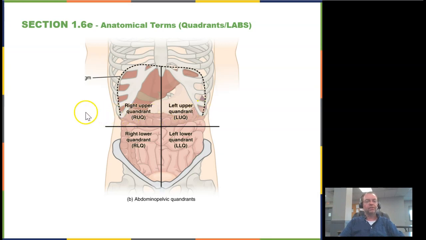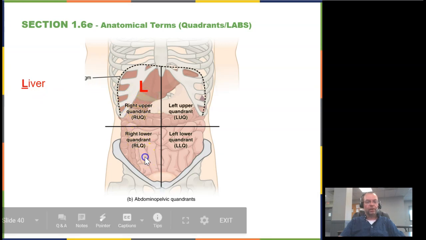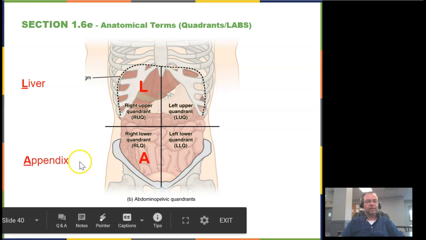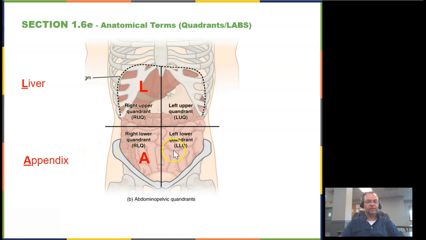All right, so if we take a look at the quadrants, there's a very easy method to remembering what major organ is in each quadrant. In the right upper quadrant, we have the liver, so we're going to place an L there, L for liver. In the right lower quadrant, we have the appendix, and we are going to place an A there for appendix.